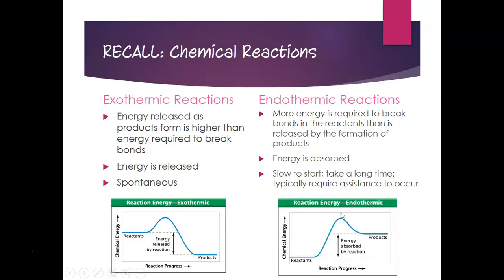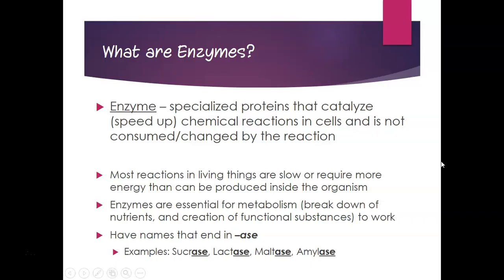And for these types of chemical reactions, that extra assistance is going to come from enzymes. So enzymes are specialized proteins, and they are designed to catalyze or speed up chemical reactions in cells. But the cool thing about them is that they don't get utilized as a reactant or a product. They're sort of just kind of there.